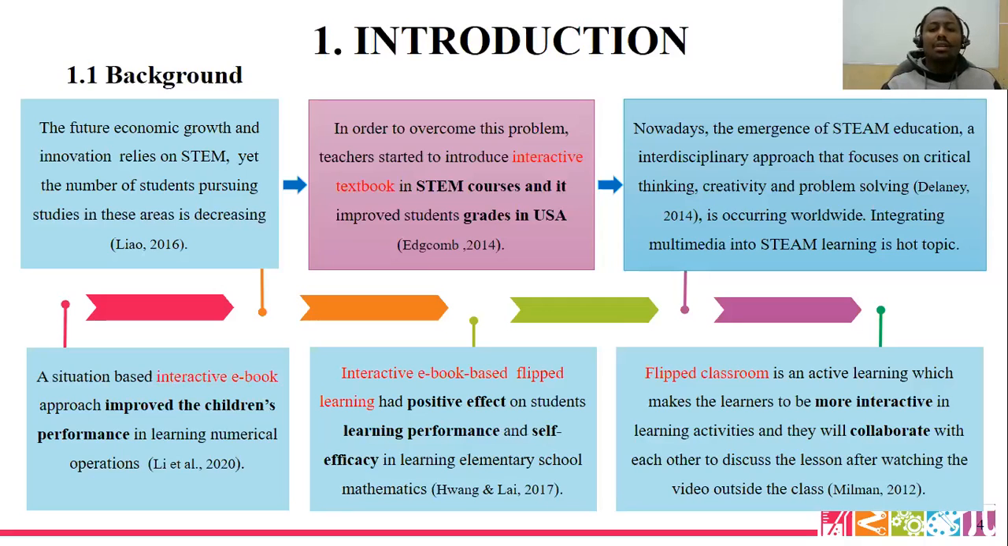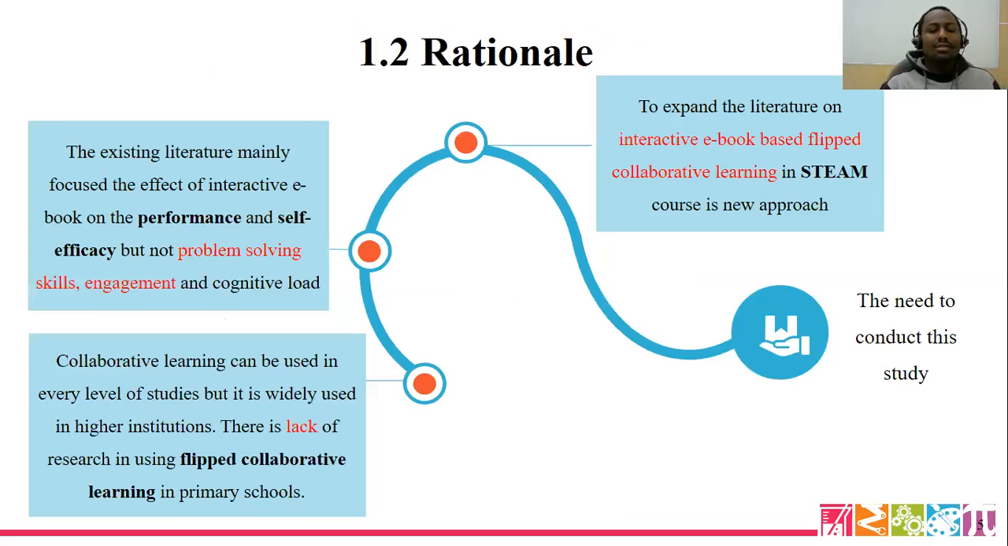It's known that flipped classroom is an active learning, which makes the learners more interactive in learning activities, and they will collaborate with each other to discuss the lesson after watching the video outside the classroom. So we have the following rationale to conduct this research. The first one is that the existing literature mainly focused on the effect of interactive ebook on the performance and self-efficacy, but not problem-solving skill, engagement, and cognitive load. This is the first rationale.